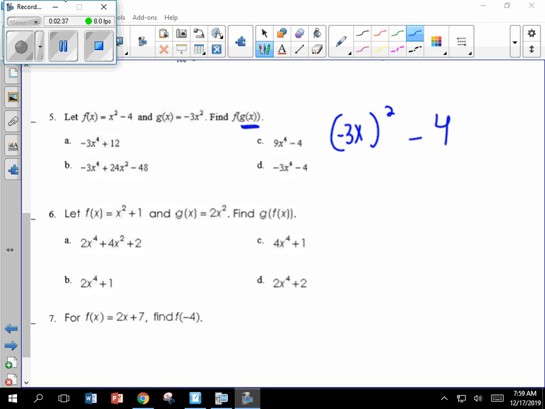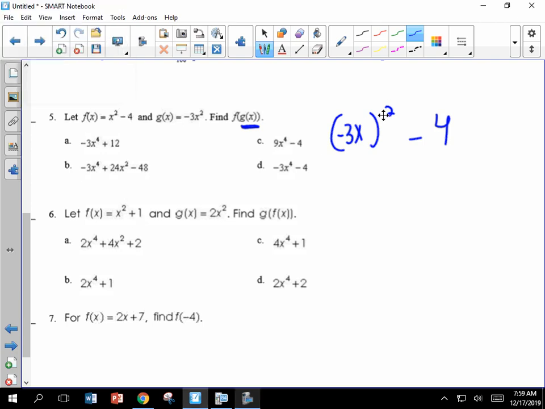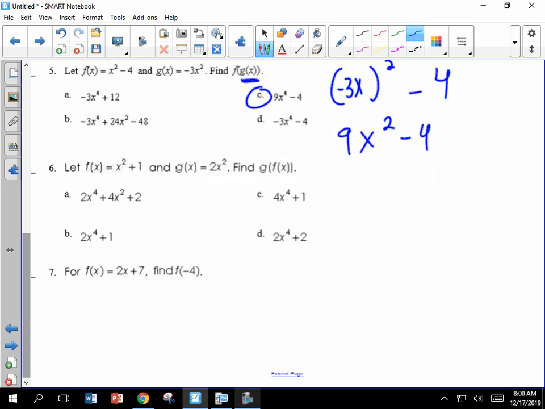All right. And so when I plug it in, now I'm going to square both of them. Negative 3 squared is 9. X squared is x squared. And then the minus 4 just stays the same. So C is the correct answer. 6 you do the same way. All right, 7 is a little bit easier.